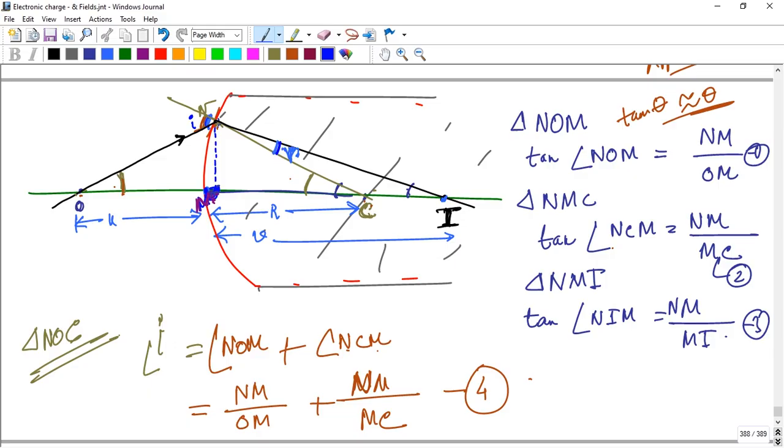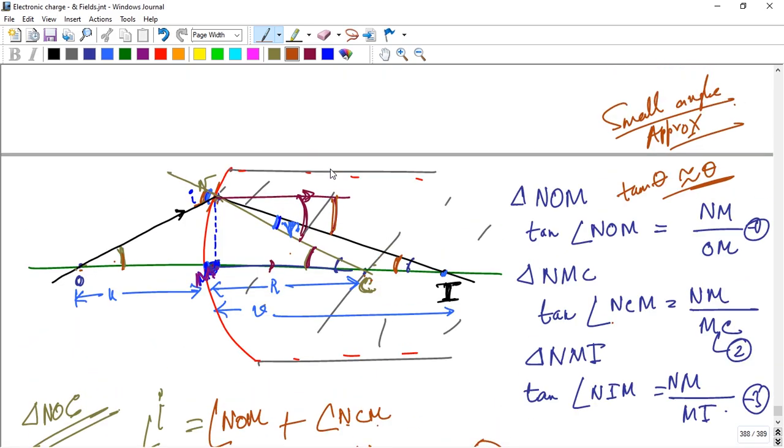Now see that there's angle R. Draw a parallel from N parallel to the principal axis, on the left side. And see that this angle and this angle will be the same because these two are alternate angles. Same condition here: this angle and this angle are the same, because they are alternate angles.